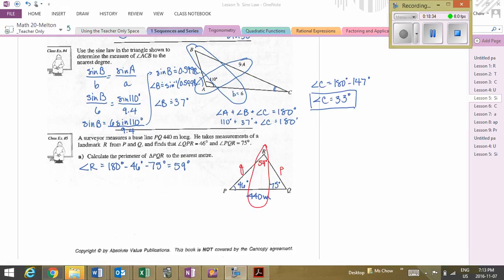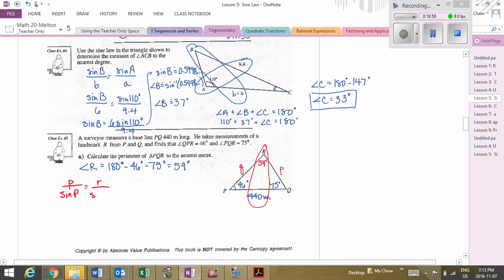So now that we have our known pair of angle R and length R, we can set up our ratios. Since our missing values are our lengths, we're going to use the version with the lengths on top. So for P, we can say length P over sine of angle P is equal to length R over sine of angle R. Or filling in what we know, P over sine of 46 degrees is equal to 440 over sine of 59 degrees.